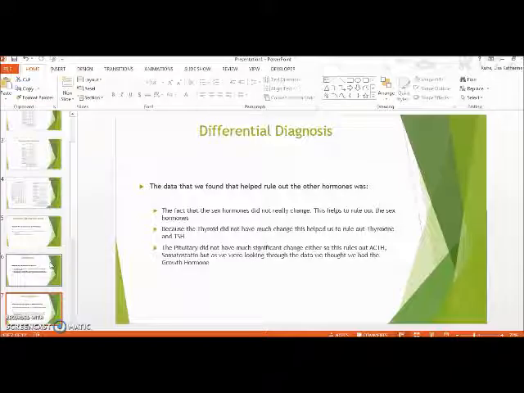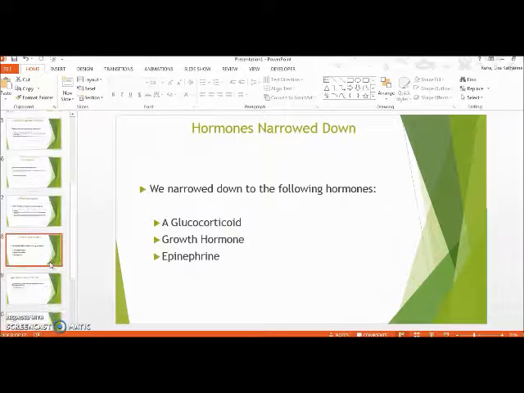With that data, this is what we found. The fact that the sex hormones did not really change helps us to rule out the sex hormones. And because the thyroid did not have much change, this also helped us to rule out the thyroxine and the TSH. The pituitary did not have much significant change either, so we ruled out the ACTH and the somatostatin. But as we were looking through the data, we found we had the growth hormone also. Therefore, we narrowed the hormones down to these three: the glucocorticoid hormone, the growth hormone, and the epinephrine.